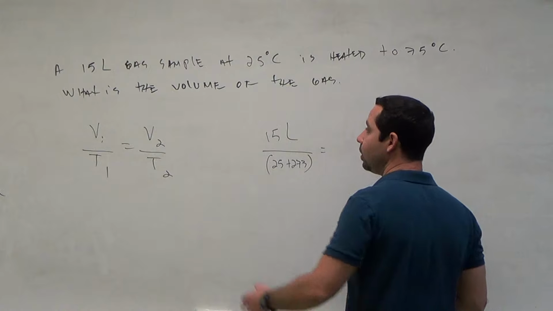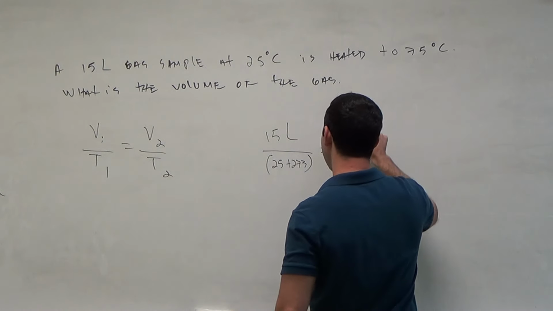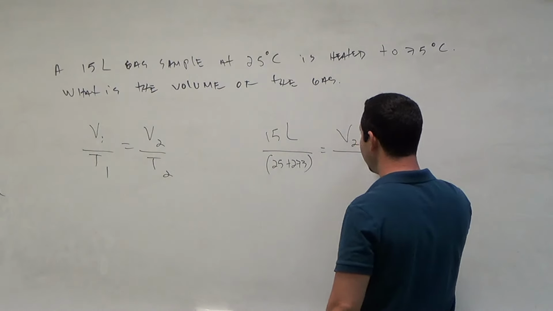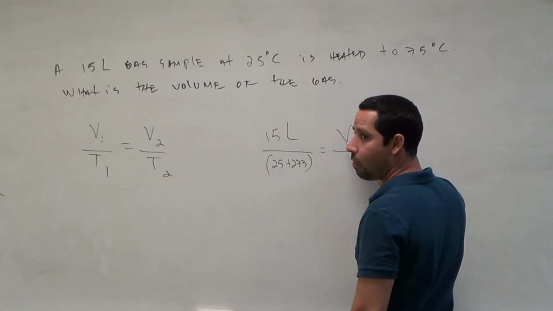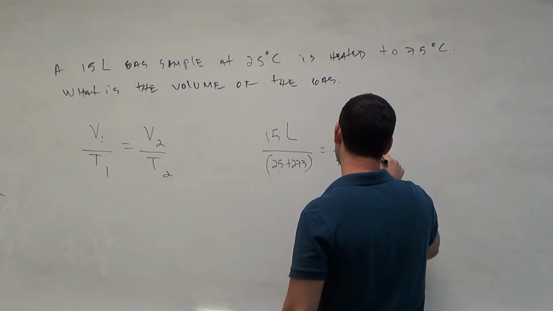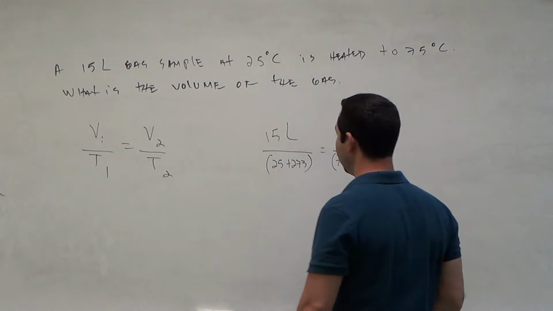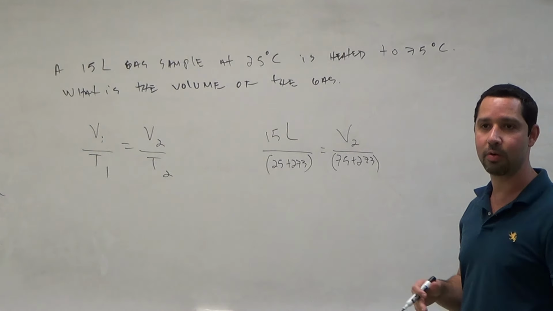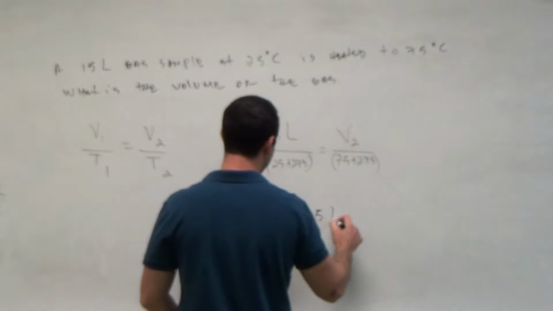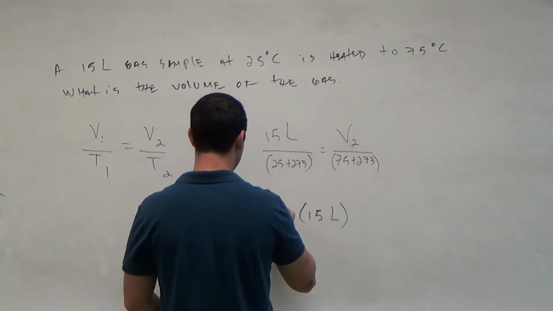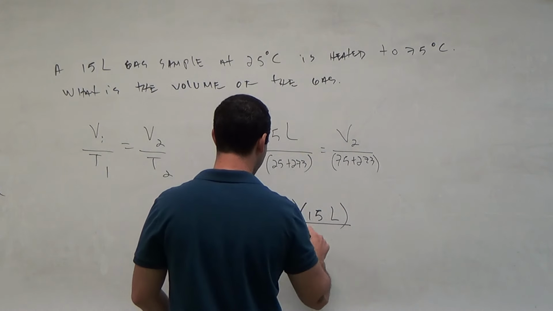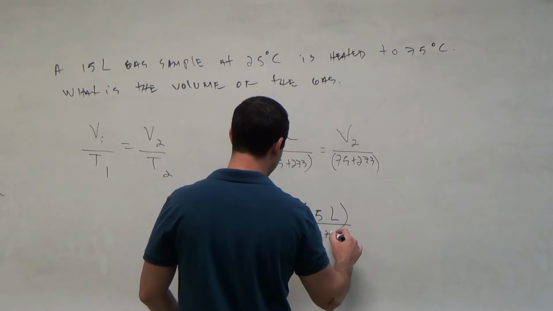And this is going to be equal to volume 2. Do I have the volume 2? No, that's what I'm looking for, divided by the temperature at this volume that I am looking for, which is 75. So it's 75 plus 273. And what I'm going to do is solve for this. What you get is 15 liters times 75 plus 273 divided by 25 plus 273.